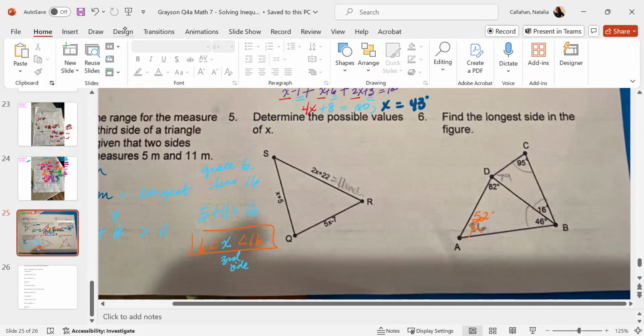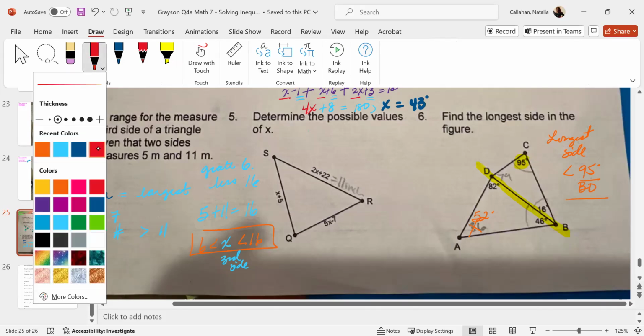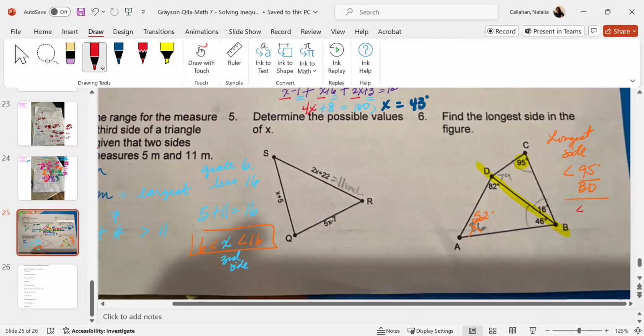Okay, which one has the largest angle? The largest angle is 95, correct? That is the longest side. Longest side, the angle is 95 degrees. So that is going to be BD. You see that? What's the next angle that's biggest? So that's the biggest. Second biggest is angle 82.